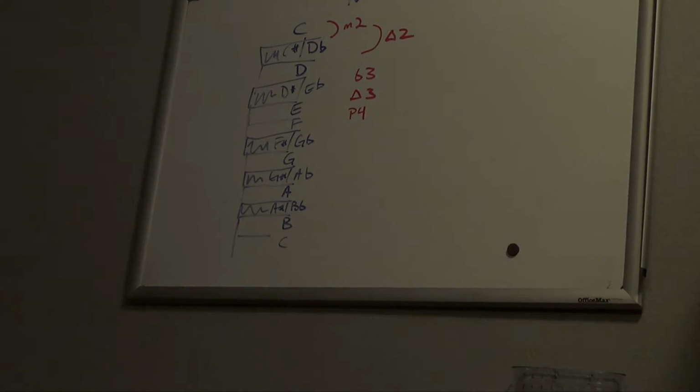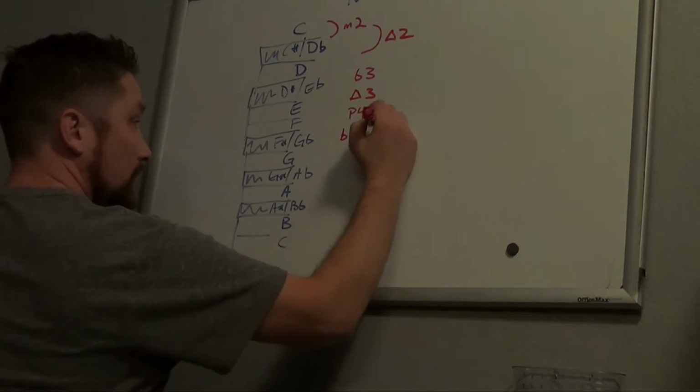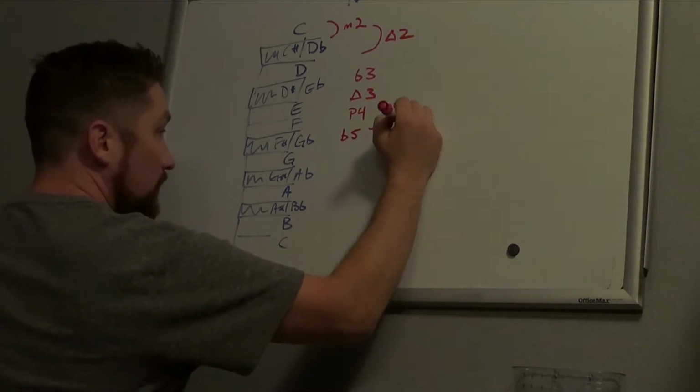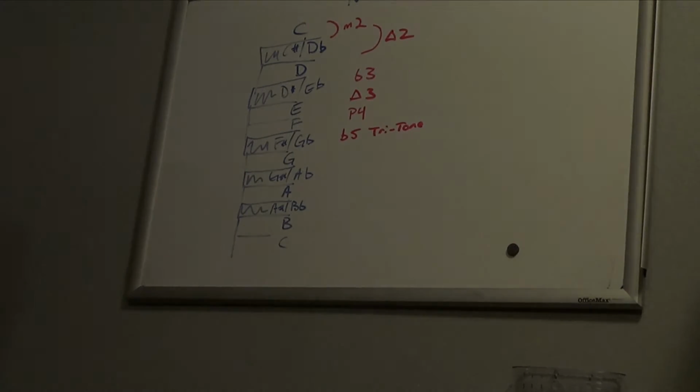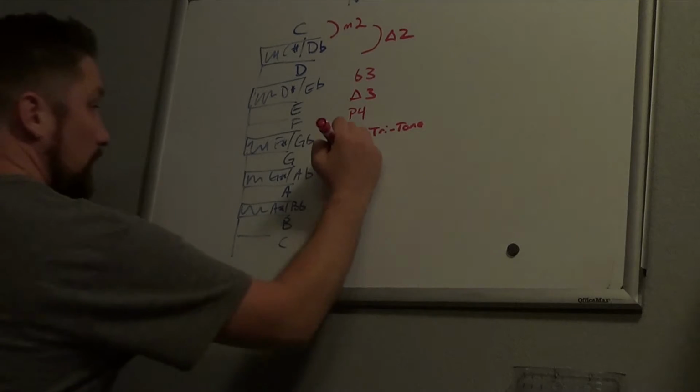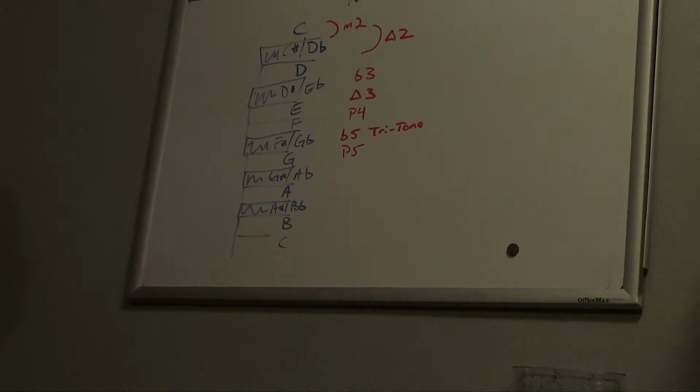And Kyle, from C to F sharp or G flat? Flat 5. You might want to note tritone. So we'll use the term tritone to describe that interval. And then from C to G, Brandon? Perfect fifth. From C to A flat, Andrew?